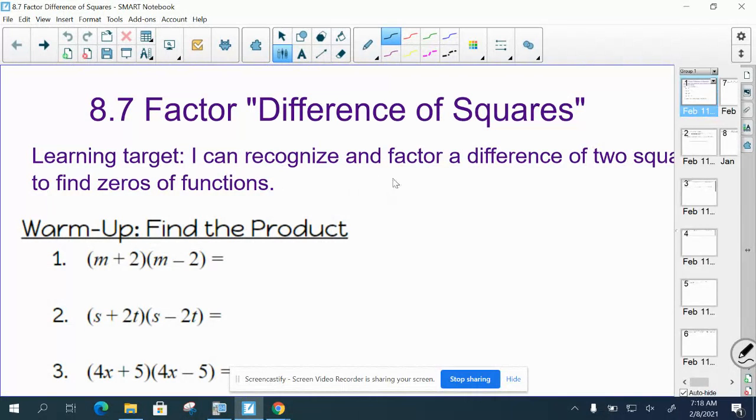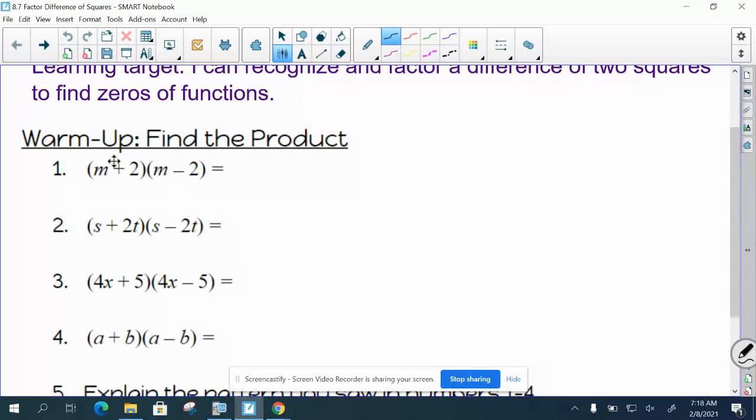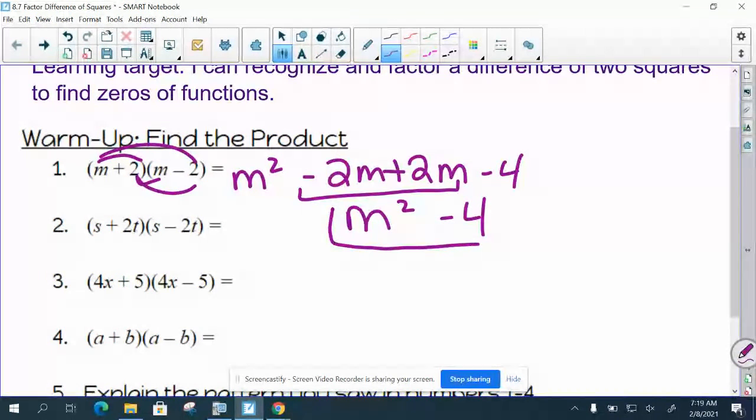Here we can recognize a difference of two squares to find the zeros of functions. Remember, first we learned how to do foiling for a question like this to find the product. Whenever it says to multiply, you want to FOIL. So we'll do first, outer, inner, last: m squared minus 2m plus 2m minus 4. This would simplify, the middle terms would cancel out, so then you would have m squared minus 4. That would be the answer for that one.